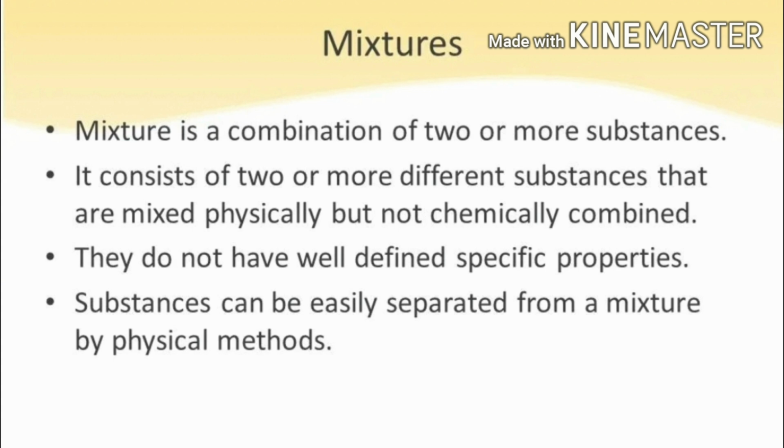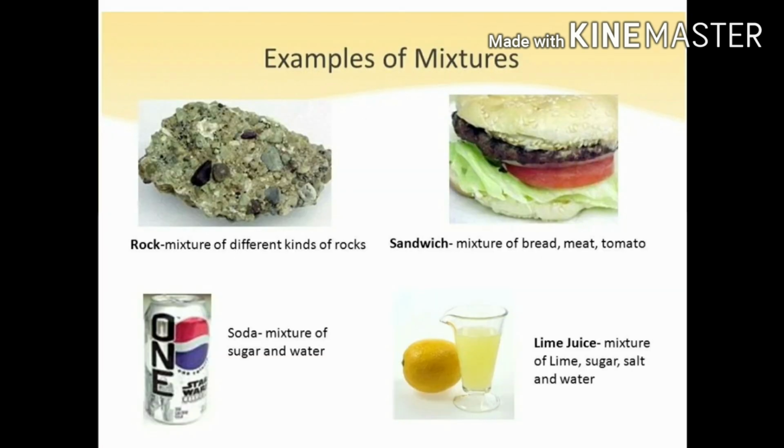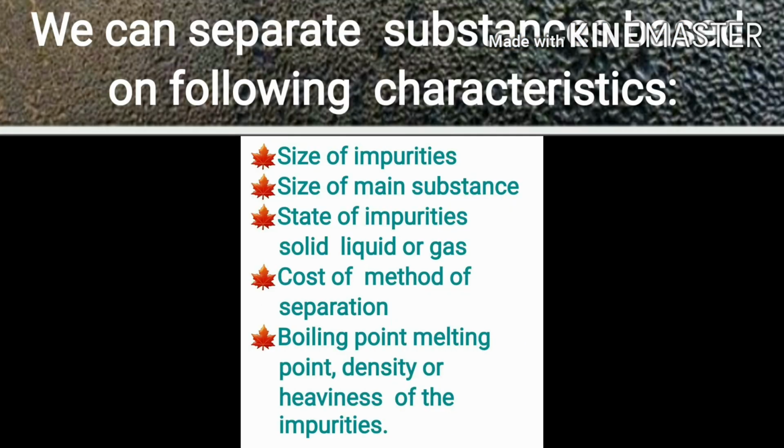Now, what is mixture? Mixture is the combination of two or more substances which are physically combined. As they are not chemically combined, they can be easily extracted or separated from each other by using simple physical methods. Now, you will see that we extract metals and non-metals from the rocky minerals, which we call ores, and sandwich is the mixture of bread, meat, butter, tomato, similarly soda water, lemon juice, right?